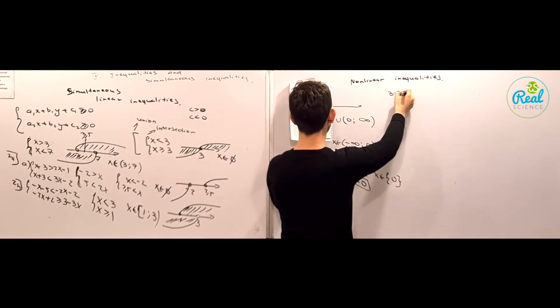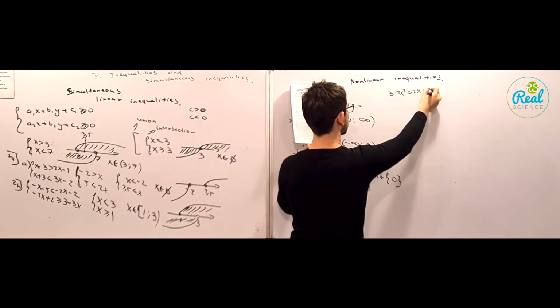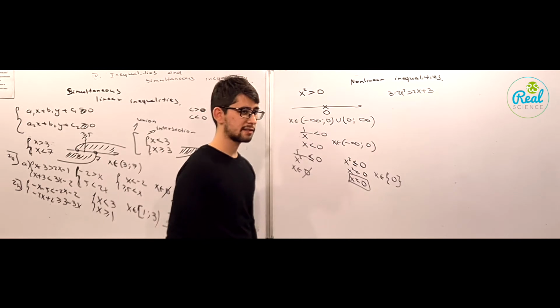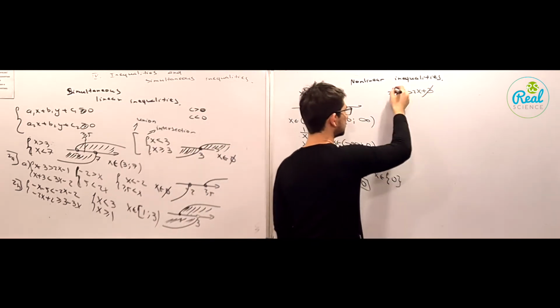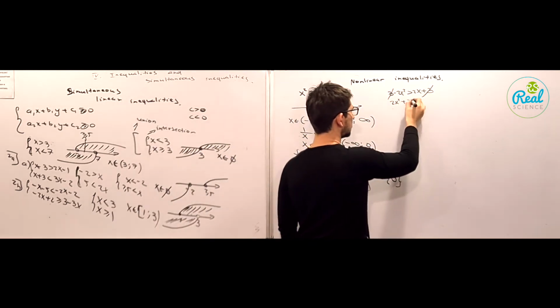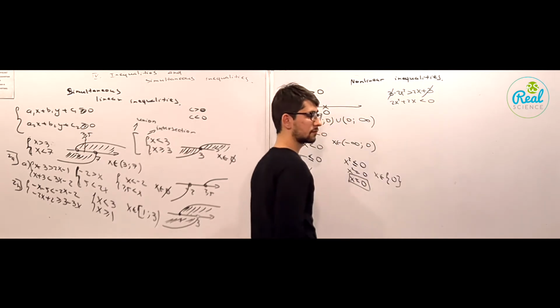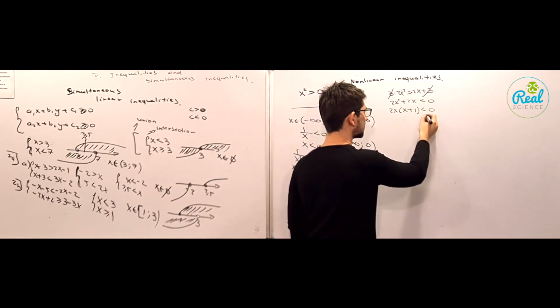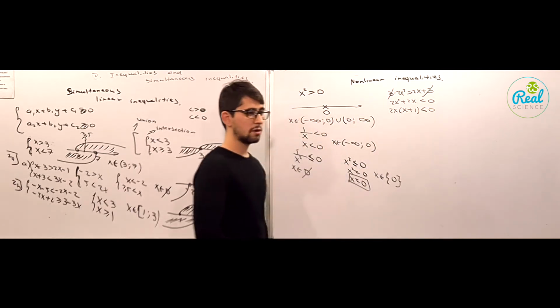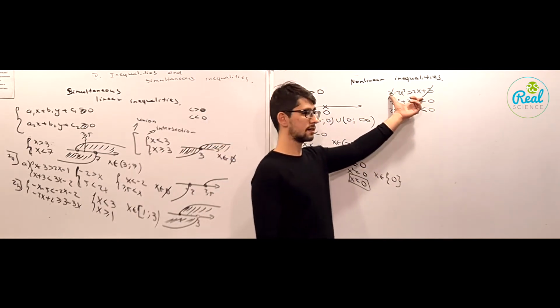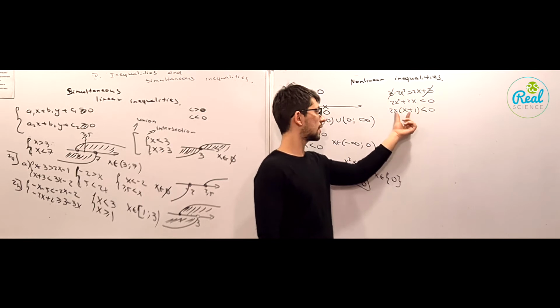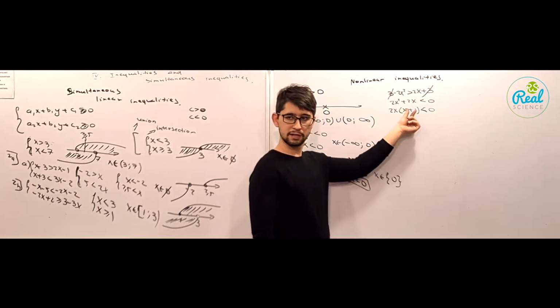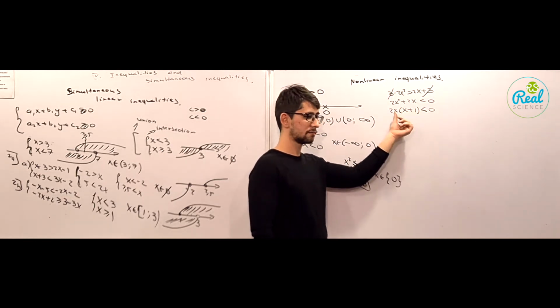3 minus 2x squared is greater than 2x plus... So there is a cancellation of the 3's, right? 2x squared plus 2x is less than 0. Let's take 2x out of the bracket, and you are left with x plus 1 less than 0. So you have brought this problem into factors of x. They are called factors, right?